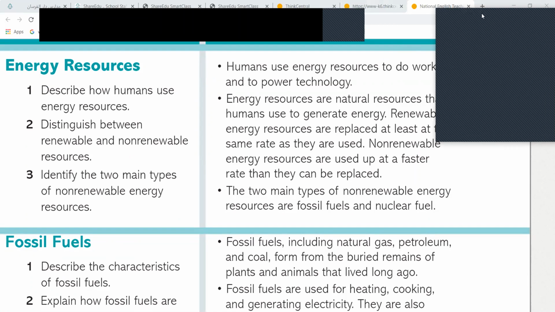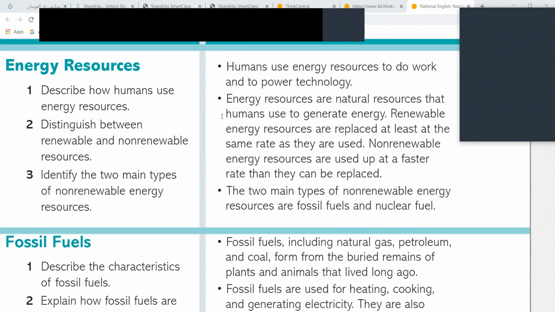I think you can see the screen here. Come on, start reading it. How humans use energy resources. Yes, Zishan. Humans use energy resources to do work and to power technology. Okay, next, Judy, distinguish between renewable and non-renewable resources.